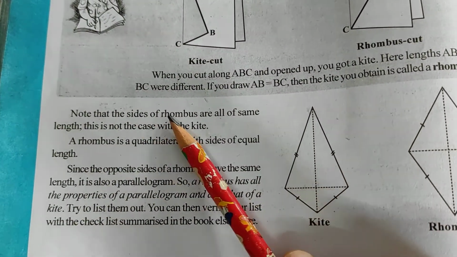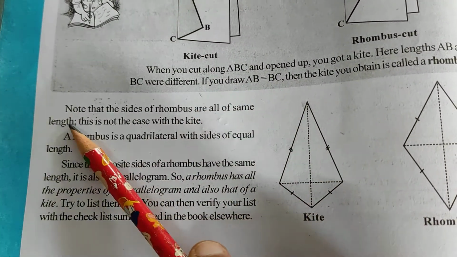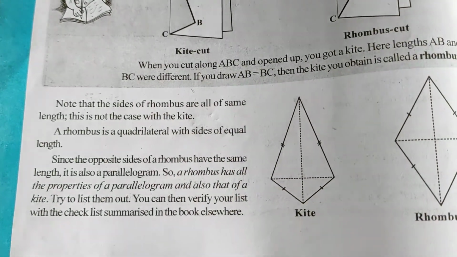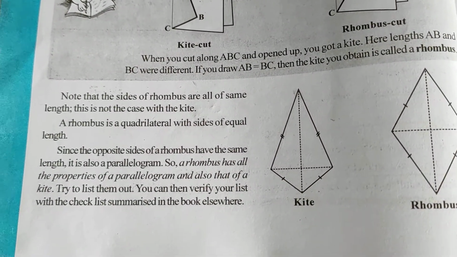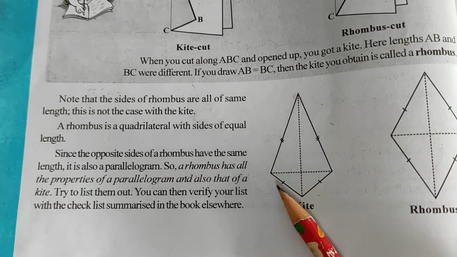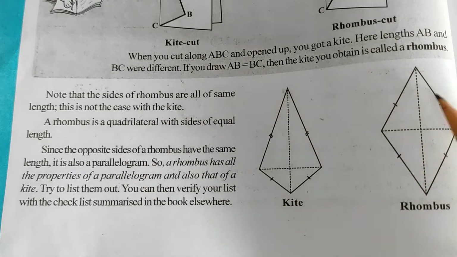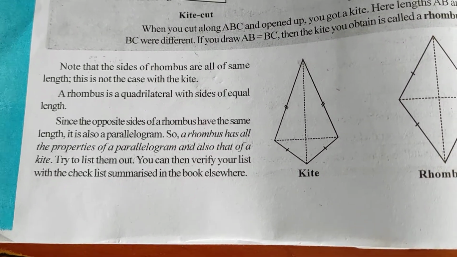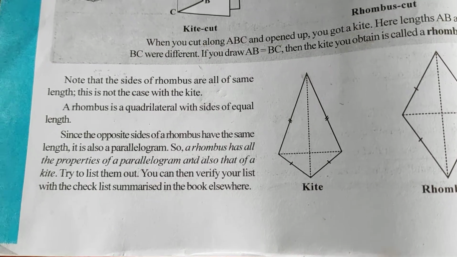Note that the sides of a rhombus are all of the same length. All the sides of a rhombus, that means all four sides of a rhombus, are equal. This is not the case with the kite. In the kite, adjacent sides are equal, but in the rhombus, all sides are equal. A rhombus is a quadrilateral with sides of equal length.